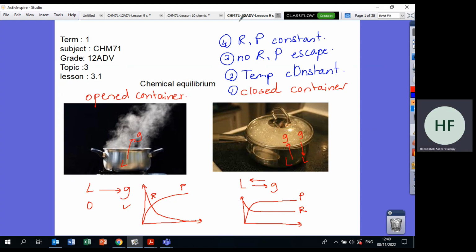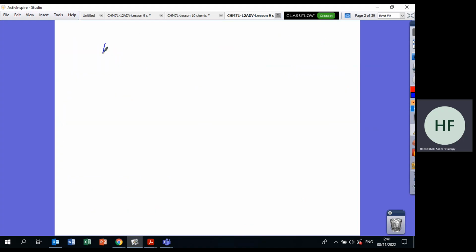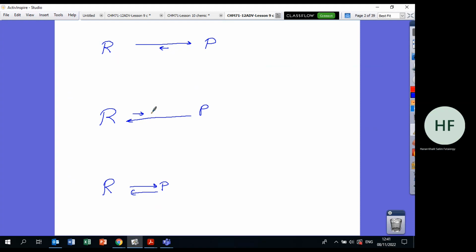Okay, and now let me insert a page and show you. Now sometimes I might have a reaction that is going from reactants to products, and then you can see big arrow, small arrow. Sometimes we do reactants to products. The forward is small and the backward is larger. And another case, we have the arrows are of equal length. What does this case mean? This case means that the forward reaction is more than the backward reaction. This case means the backward reaction is more than the forward reaction or faster.